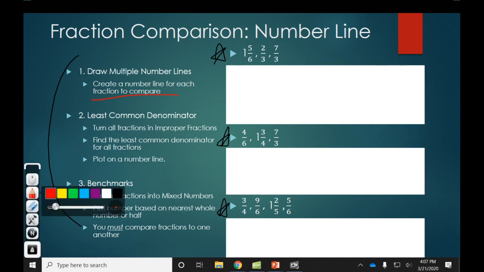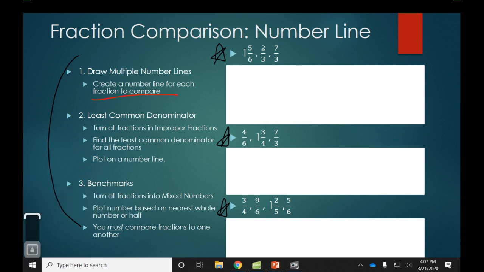Let's go to least common denominator. For this one, what is important is that you turn all fractions into improper fractions. I know we got some confusion saying, how can that become an improper fraction? What that rule really means is anything that's a mixed number should become improper. So you have 1 and 4/6... that will become 1 times 4 is 4, that becomes 7/4, and you're going to have 7/3.